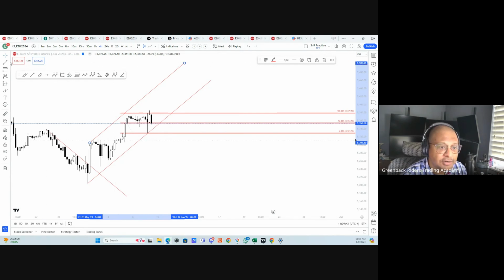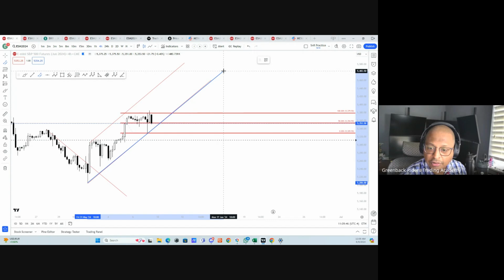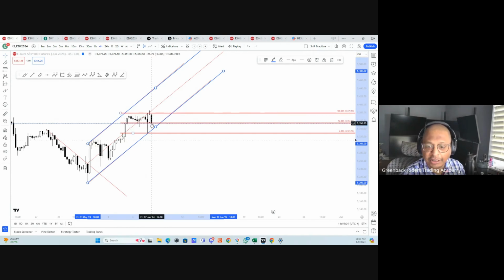So let me redraw the channel here, and you'll see what I'm talking about. If this was your channel, you had to come and touch the midpoint of it, which is again the top of this range bar, right? We went up a little bit and we came back all the way down, and it is again possible that it will come and retest this line again or this line again and bounce from there.